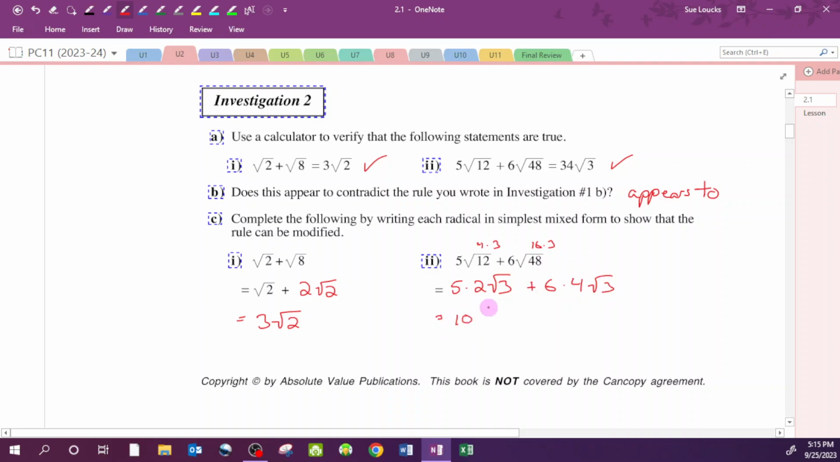So then I have 10 root 3 plus 24 root 3. And if I add those together, I can do that now because they're like terms, and this is 34 root 3. Okay, next page.